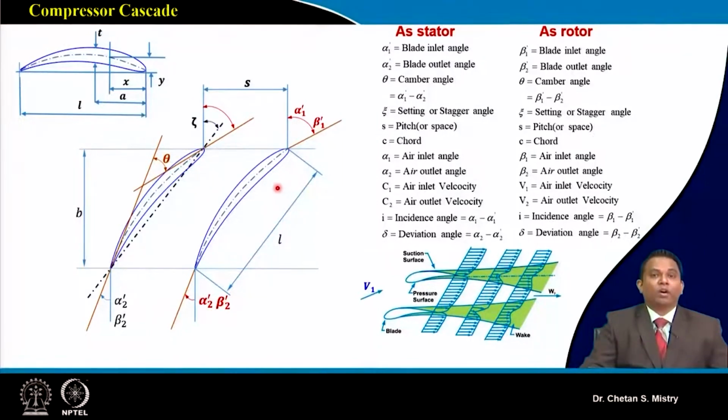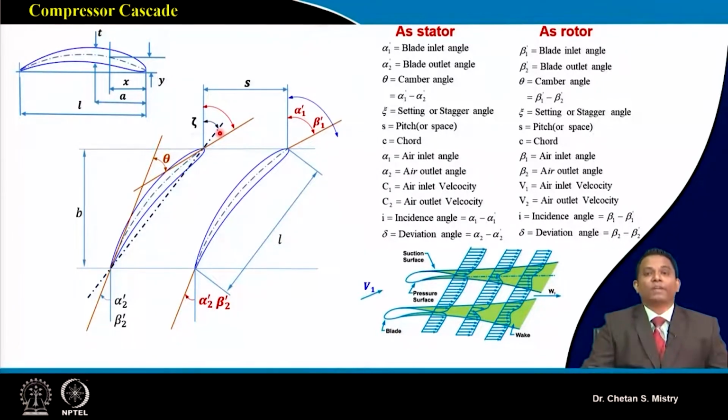Now, we are setting this aerofoil with respect to the axial direction. Here, if I join a line from the leading edge to the trailing edge, the angle it makes is defined as the stagger angle. So this is my stagger angle.